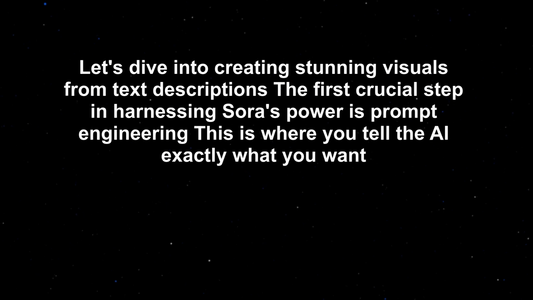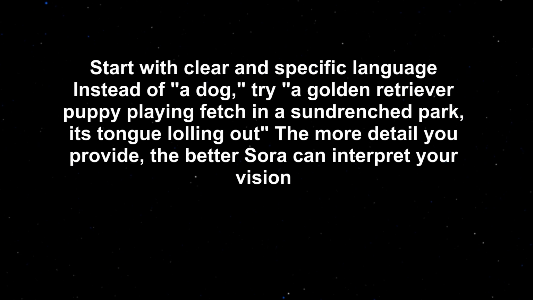This is where you tell the AI exactly what you want. Start with clear and specific language. Instead of "a dog," try "a golden retriever puppy playing fetch in a sun-drenched park, its tongue lolling out." The more detail you provide, the better Sora can interpret your vision.